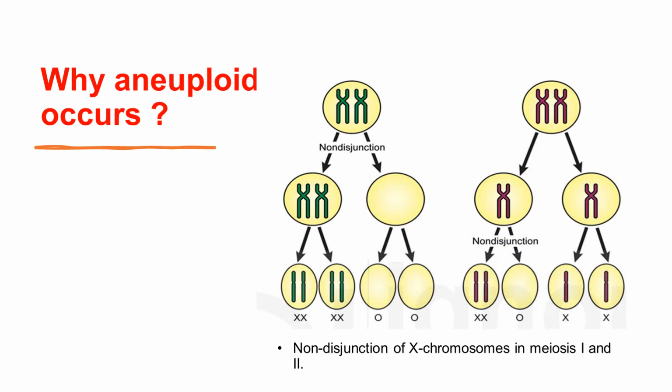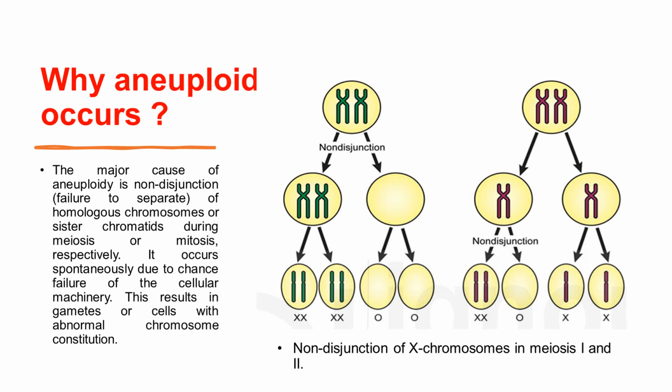Why does aneuploidy occur? The major cause of aneuploidy is non-disjunction, failure to separate, of homologous chromosomes or sister chromatids during meiosis or mitosis, respectively. It occurs spontaneously due to chance failure of the cellular machinery.